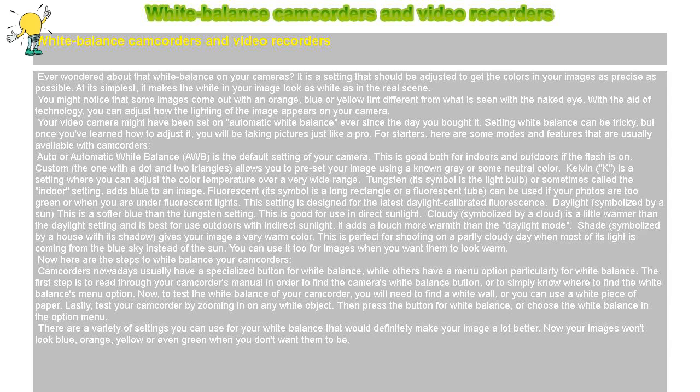Tungsten, its symbol is the light bulb, or sometimes called the indoor setting, adds blue to an image. Fluorescent, its symbol is a long rectangle or a fluorescent tube, can be used if your photos are too green or when you are under fluorescent lights. This setting is designed for the latest daylight calibrated fluorescence.